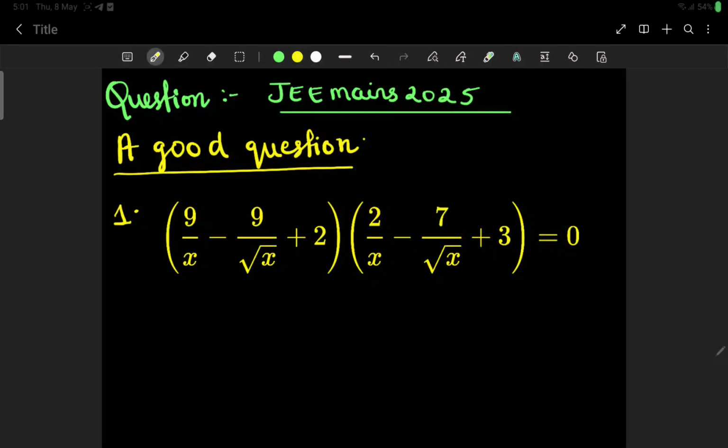Good evening, everyone. This was a very good question that was given in JEE Mains 2025 January attempt. So let us analyze how to solve this question. If you just look at the question, you will be able to draw certain conclusions.